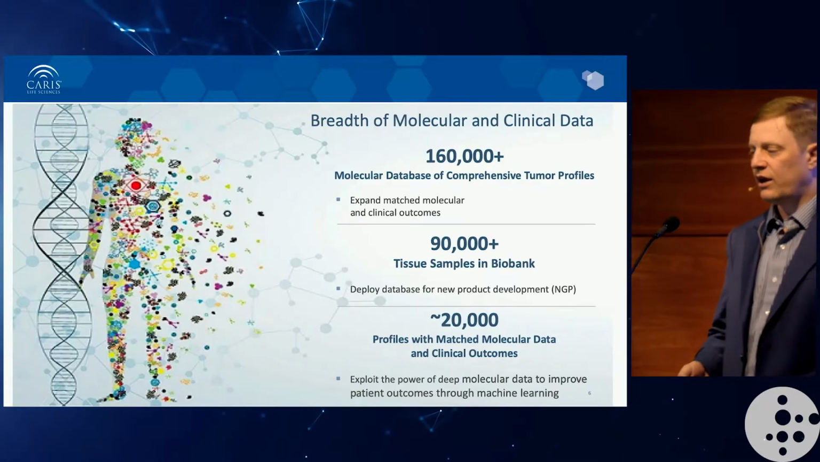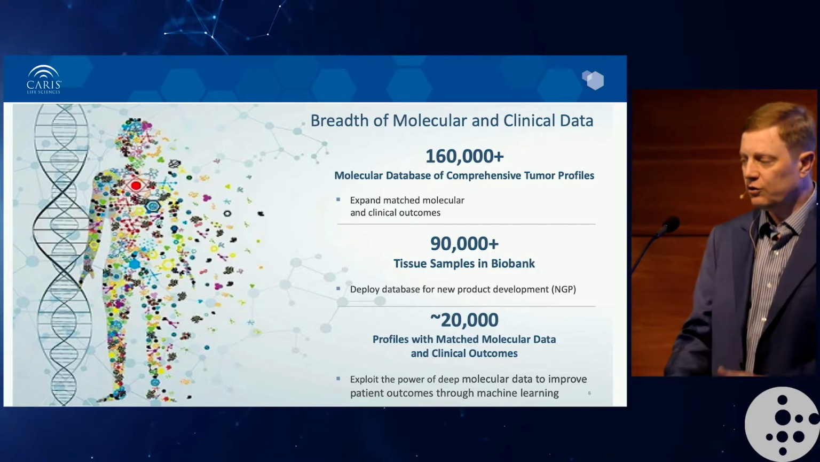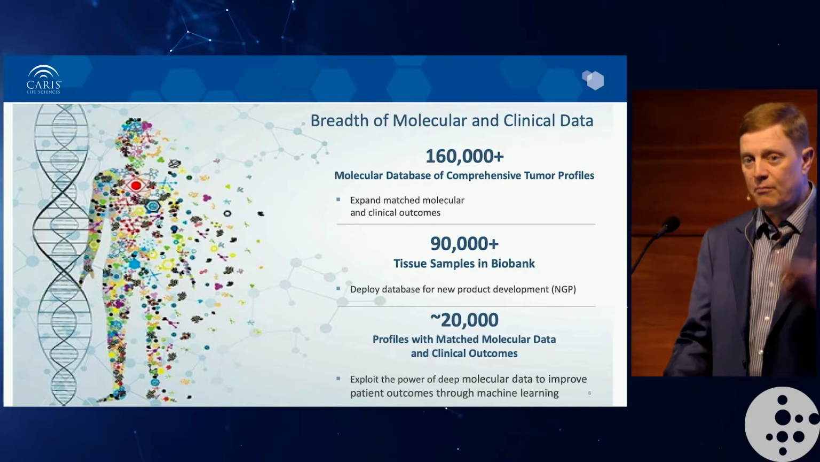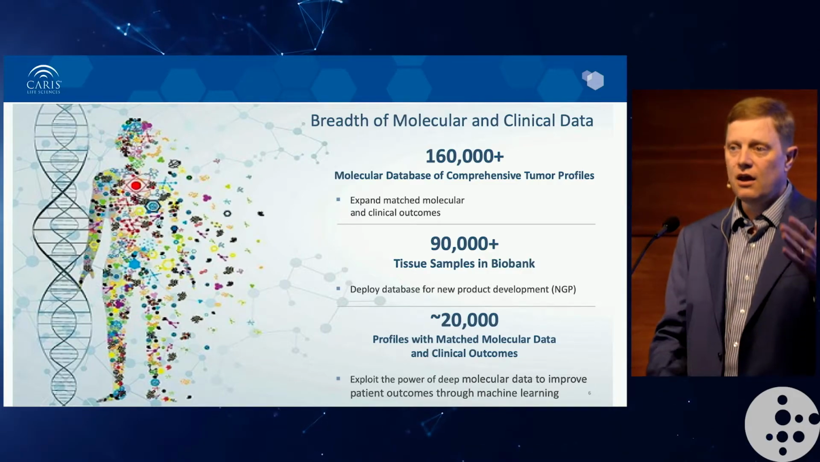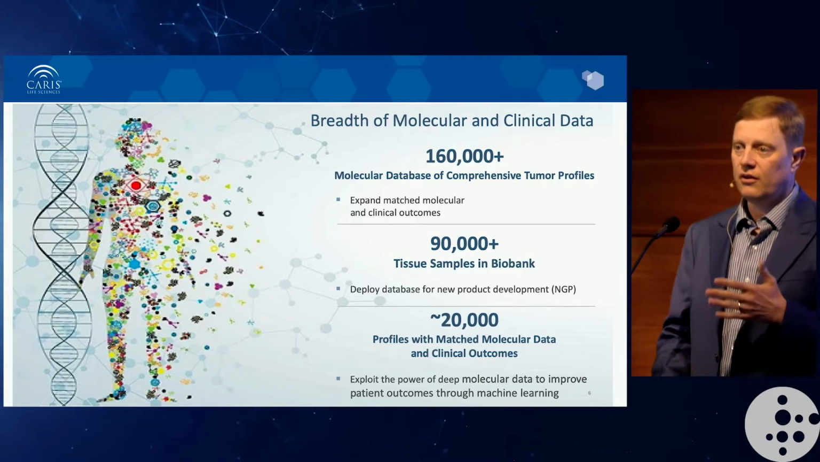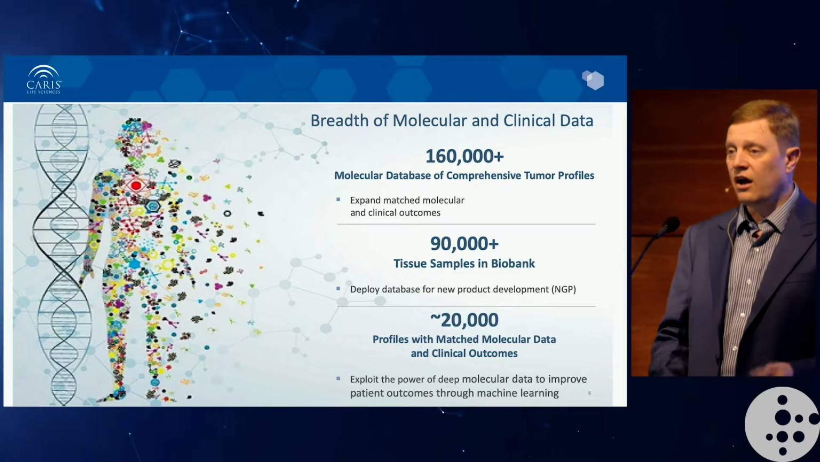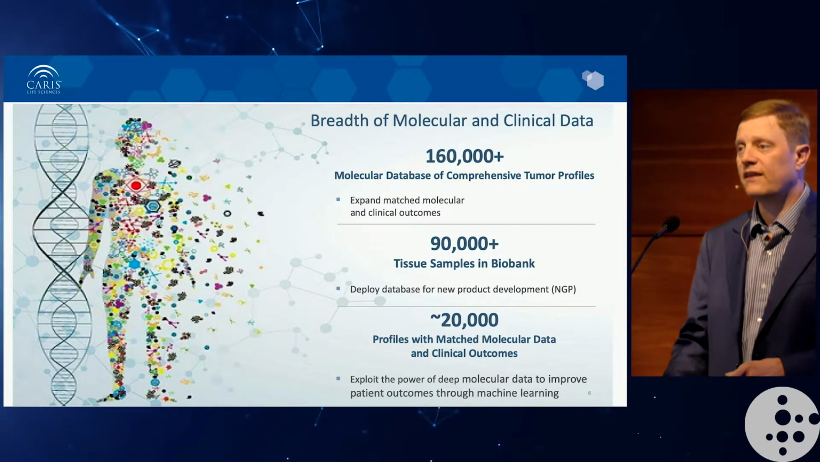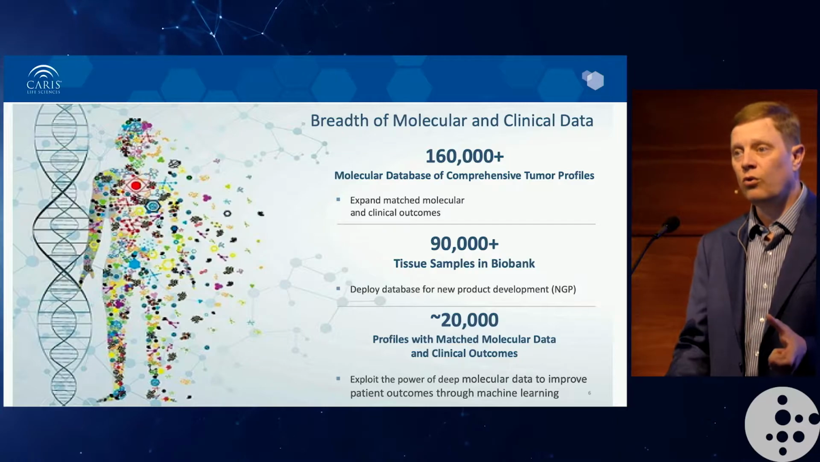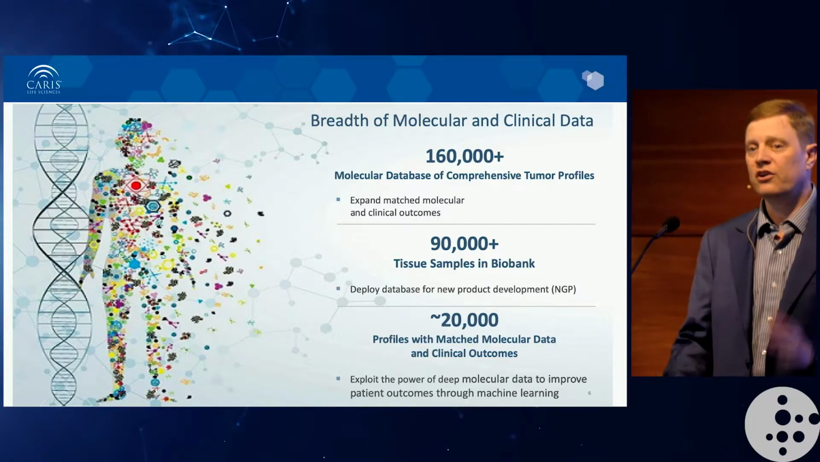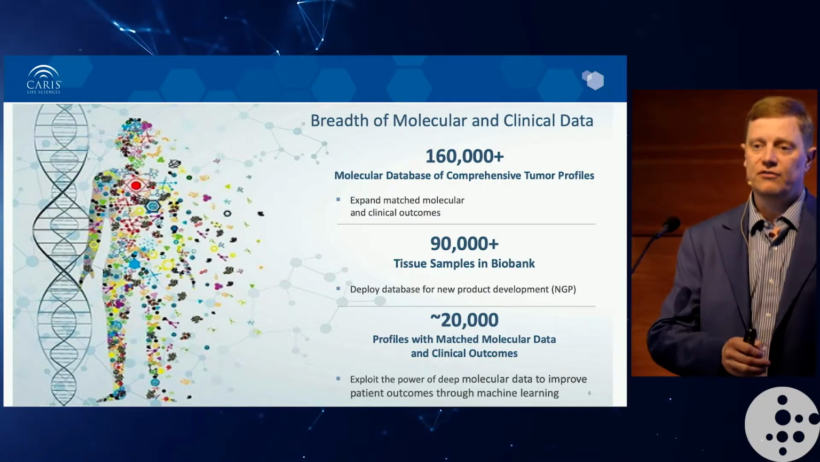And so the data set that we have to work with today is comprised of 160,000 molecular profiles. We've got a biobank of an additional 90,000 patients worth of samples, so we can go back and look at the hypotheses that we're generating and then confirm them with additional tests. And we've got outcomes data on about 20,000 patients. So the outcomes data is on average about 4.5 years old in terms of the maturity. We started collecting that in 2009 and have been tracking those patients ever since.